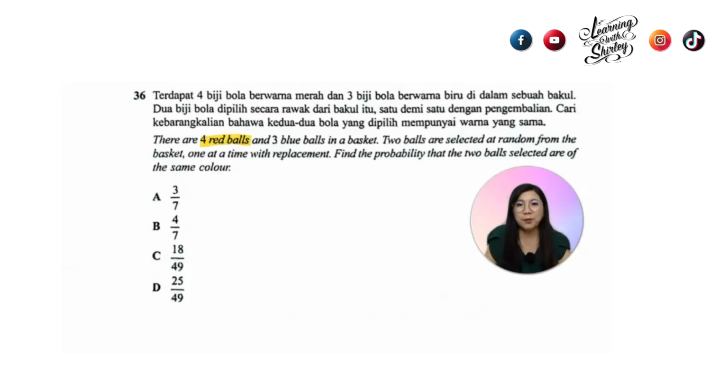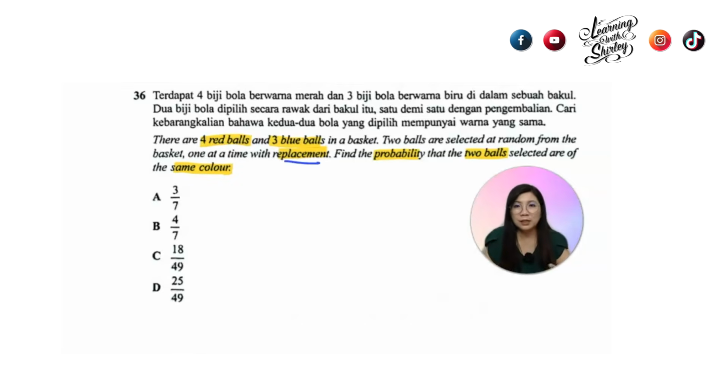So there are 4 red balls and 3 blue balls in a basket. 2 balls are selected at random from the basket, one at a time with replacement. So with replacement. Find the probability that the 2 balls selected are of the same color. Okay, same color.